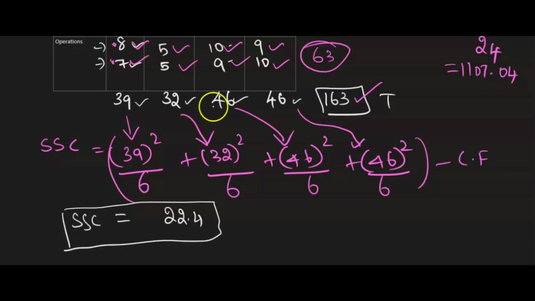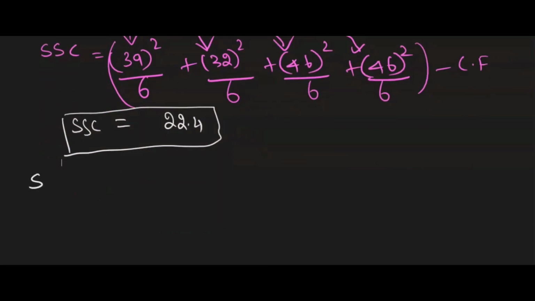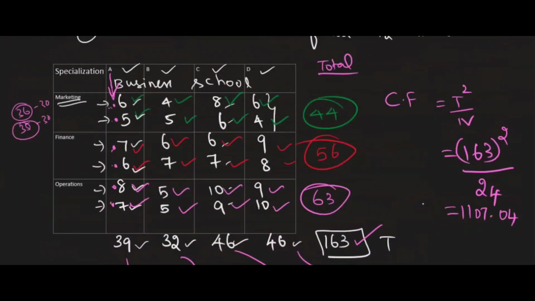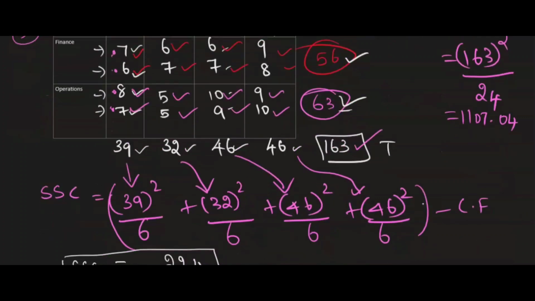Now we are going to calculate SSR. So SSR means what you will write? The row total that you got, right? What are the row totals? 44, 56 and 63. Okay, 44 the whole square plus 56 the whole square plus 63 the whole square divided by what is the question? Each row, how many values are there? 1, 2, 3, 4, 5, 6, 7, 8. So you are going to divide it by 8.